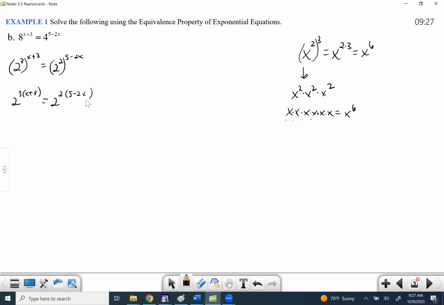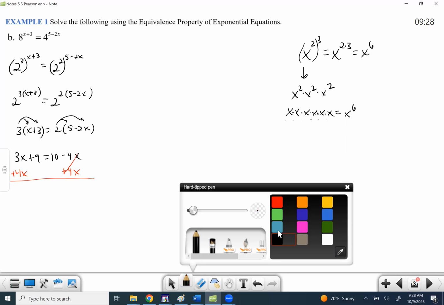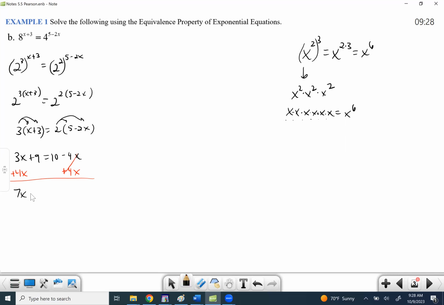The bases match, so we can just forget the 2's. Let's make these exponents equal each other. We're going to distribute the 3 in. And then we'll distribute the 2 in. And then we'll solve. I'm going to move the smaller variable to keep things positive. So 3x plus 4x is 7x. And then we'll take away 9 from both sides.